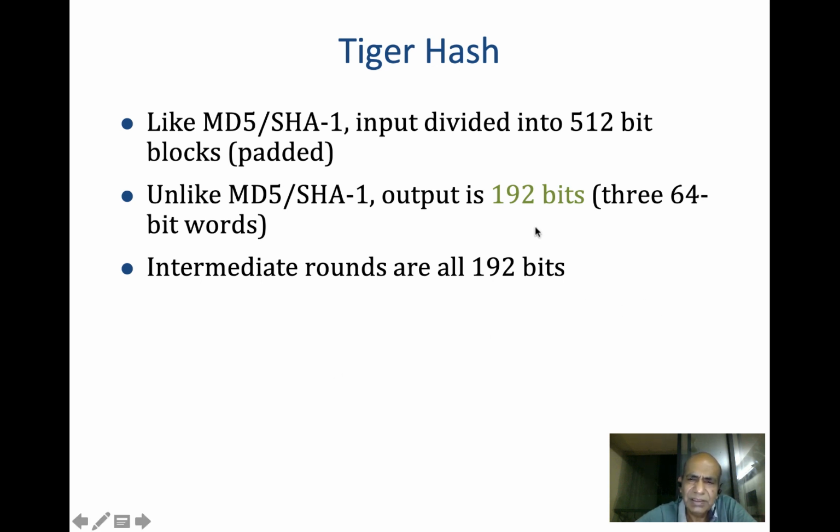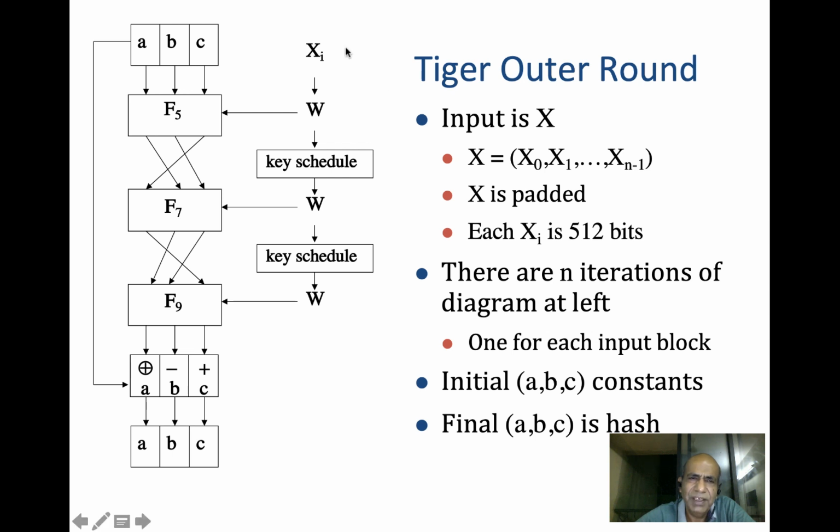The hash function output is 192 bits. And there are multiple rounds by which we make the output. It means that between input and output, there are a number of rounds the algorithm goes through, right? So input is x, which consists of x0, x1, up to xn minus 1, and each xi is 512 bits. And this xi is input, right?